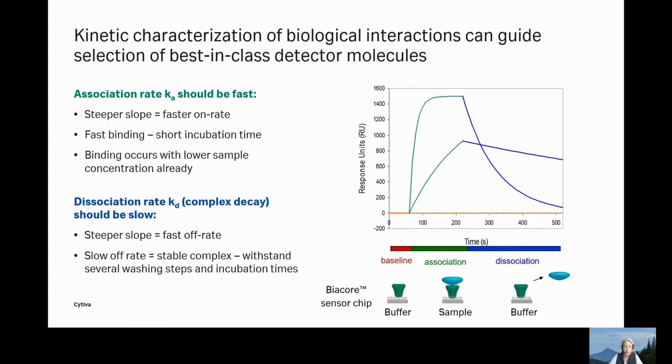In your selection process for the best-in-class detector molecules, you should aim for a fast association rate, because then in your assay, you can allow short incubation times. And with a fast association rate, you would also have the advantage that binding occurs already at lower sample concentrations. But even more important is that you aim for a slow dissociation rate, because this means the complexes which are formed are very stable. The slower the dissociation rate, the more stable are the complexes. And such stable complexes will withstand several washing steps and incubation times in the run of your assay.